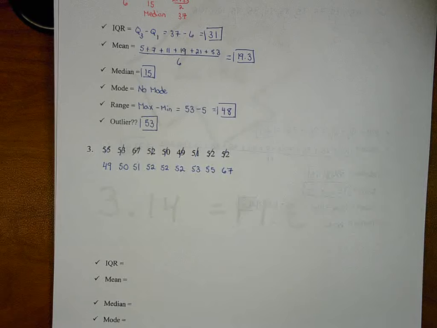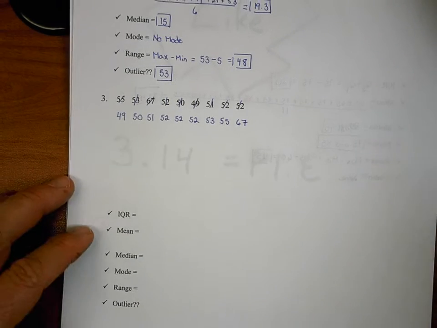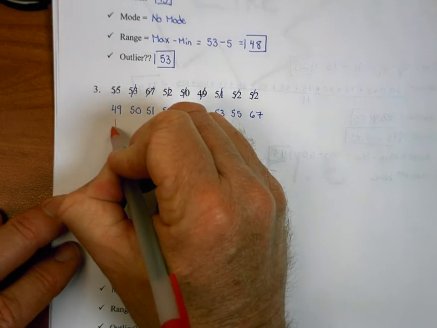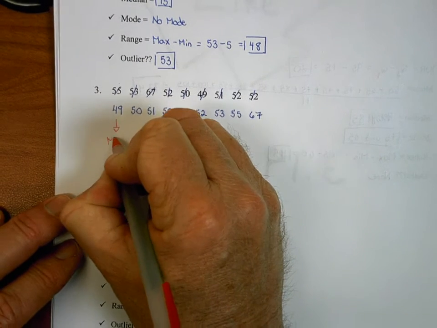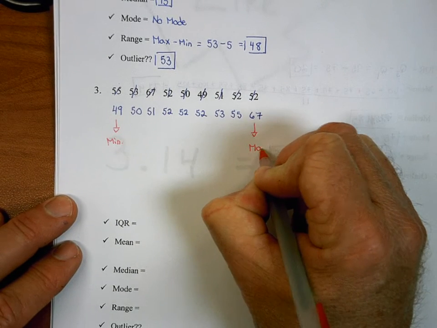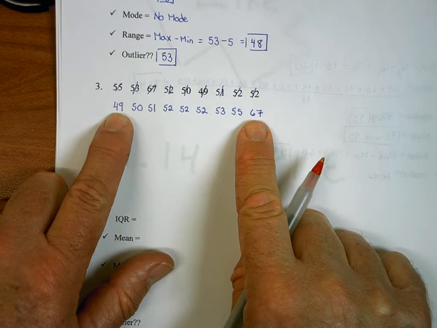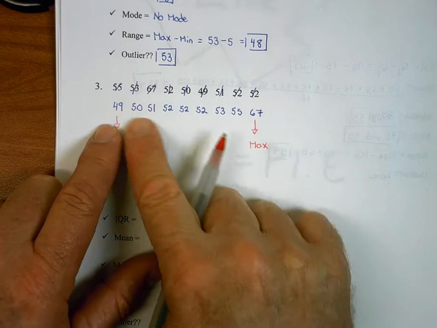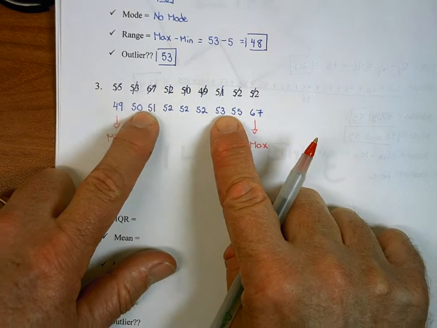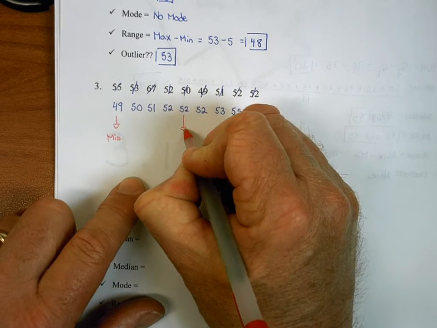I always have to sort my numbers first in order to find my 5-number summary, which is my minimum, which is going to be 49, and my maximum, which is going to be 67. The next thing I'm going to find is my median. So my median here, I'm going to start with the 2 numbers. Now I have an odd number of data, so I'm going to end up with 1 median. So just moving in one at a time, you can see that this 52 right here turns out to be my median.